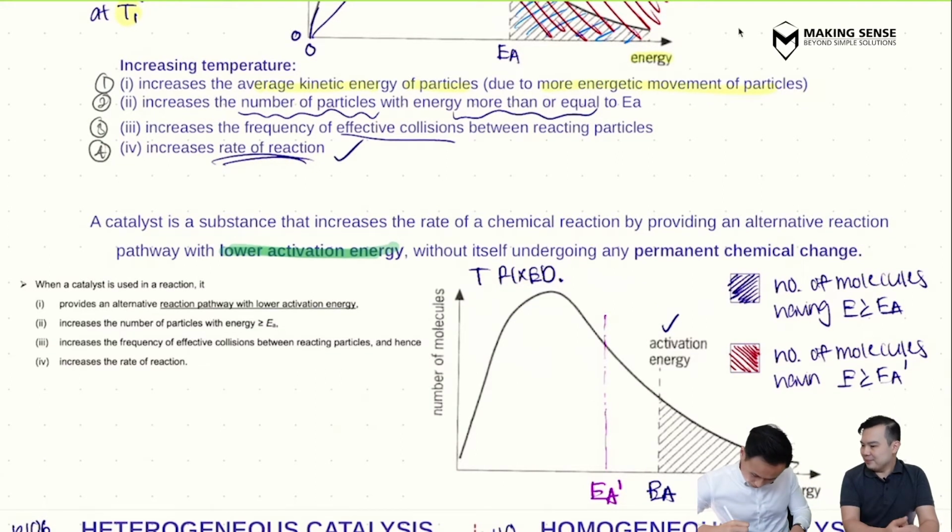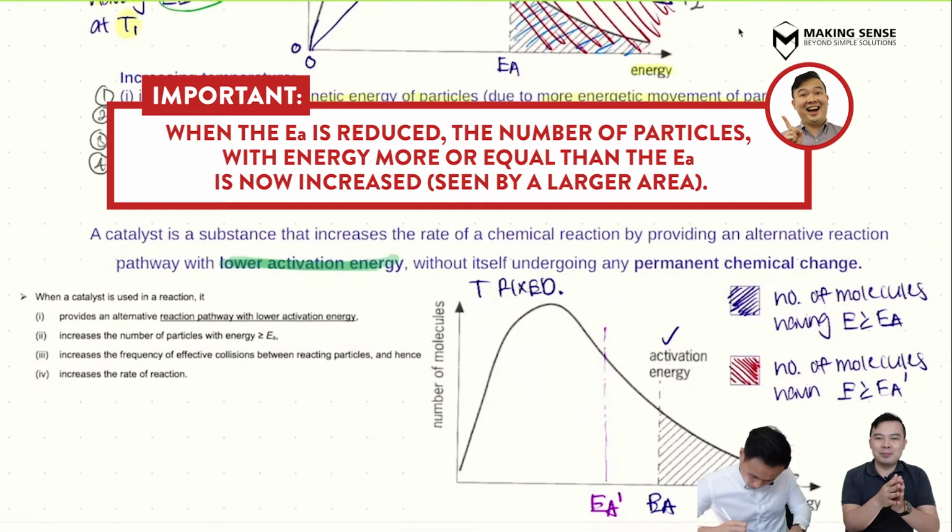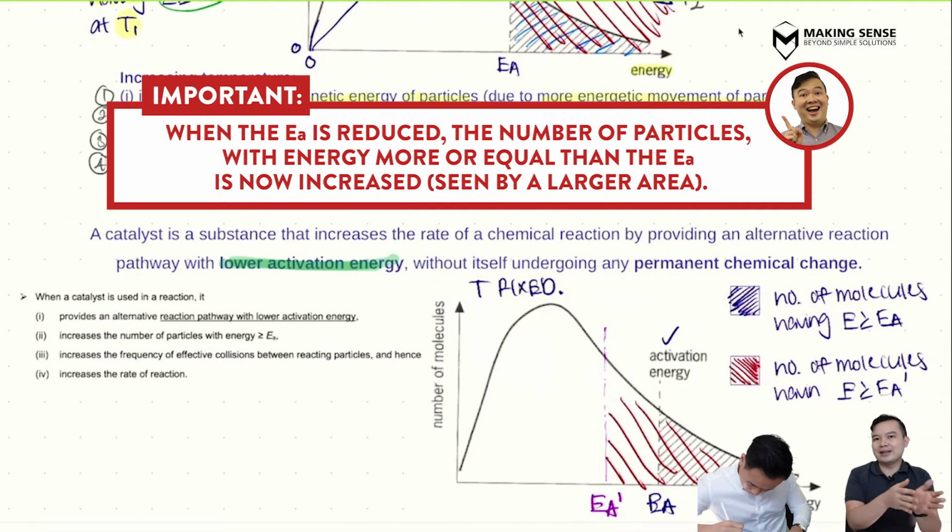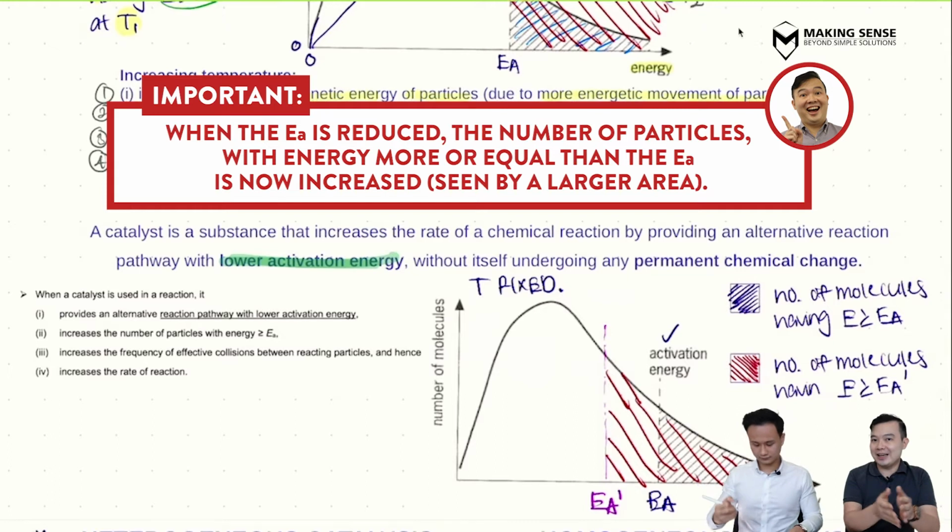So what we're going to do, Mr. Tim? So again, we're going to shade the area of the particles with energy greater than the EA. How do we do that? We just go to the right-hand side of the EA. Yes, and you just shade it in a different manner, right? Yep. Once again, the reason is because you want to make sure that in the legend, you clearly define which part is the particles beyond EA, and then the other one is the particles with energy beyond EA prime.